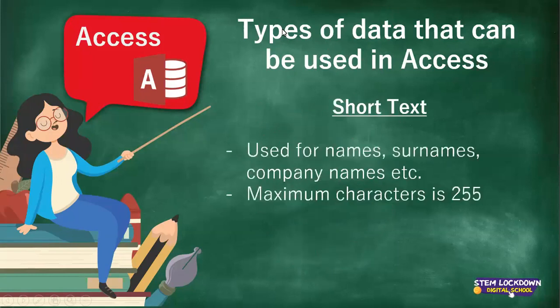Okay. So first of all, the first type of data that we are going to look at in Access is short text. Now, short text is used for names, surnames, or company names. Any one of those can be stored in a short text, or any kind of character that is less than 255 characters.